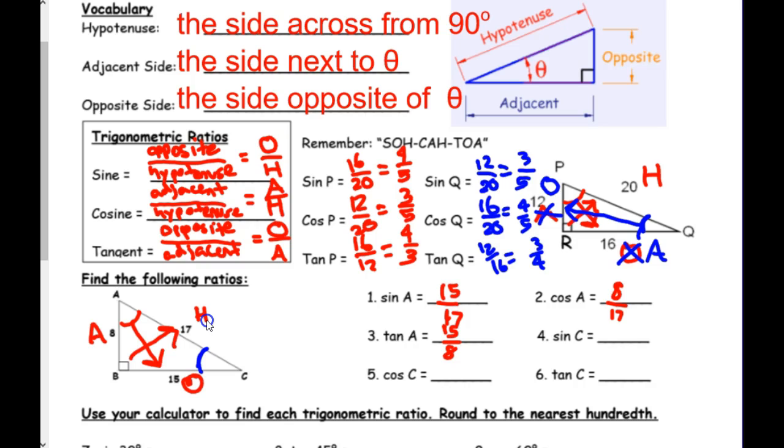So far. But wait till we get, yeah, there you go. All right, did you label? Now what's my new O right here? 8. So cross out that A, put an O there. Across from 90 is always H. And my leftover has to be A, which is 15.